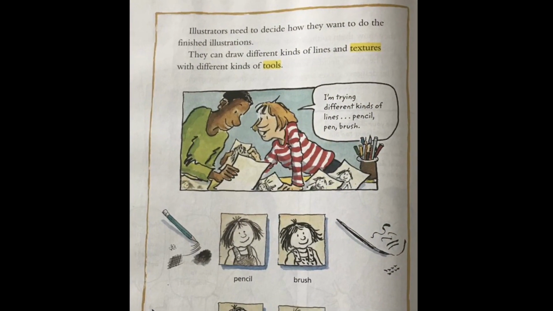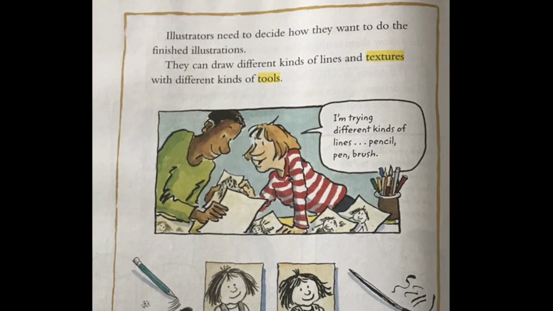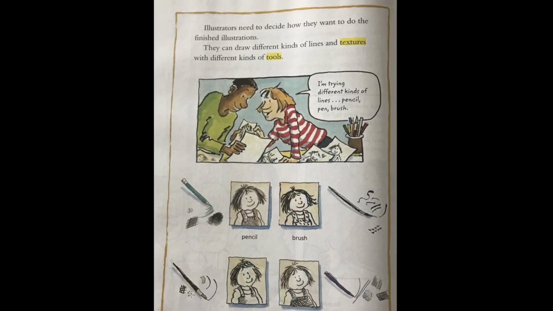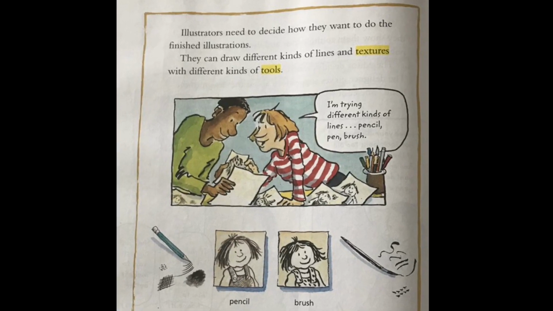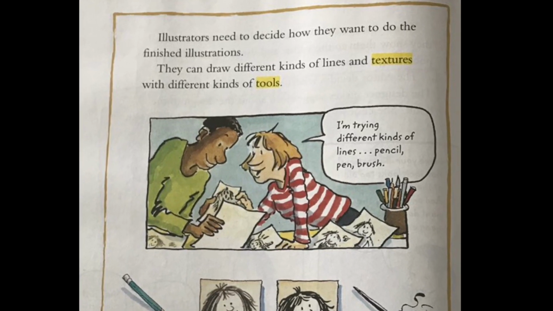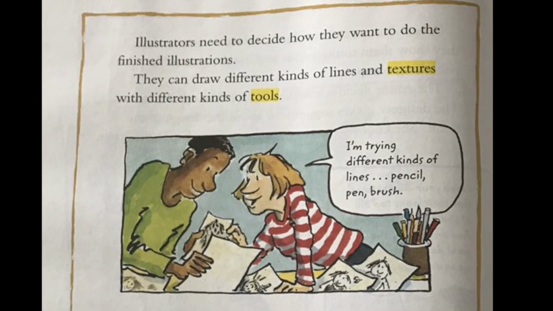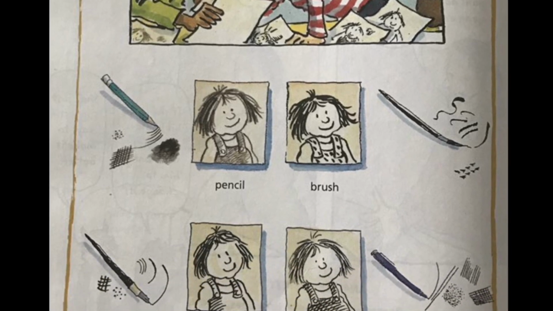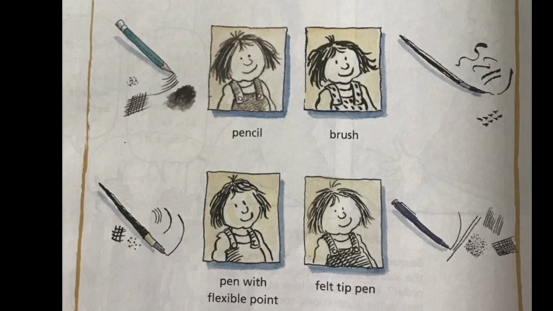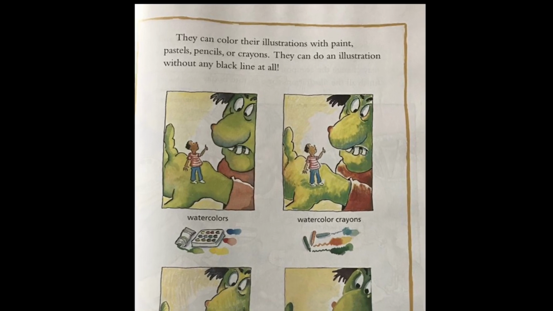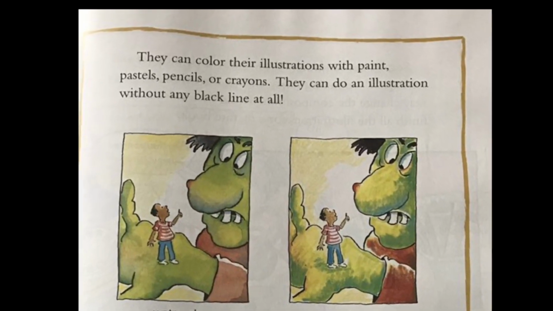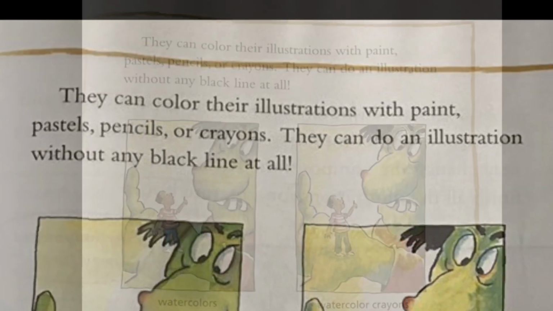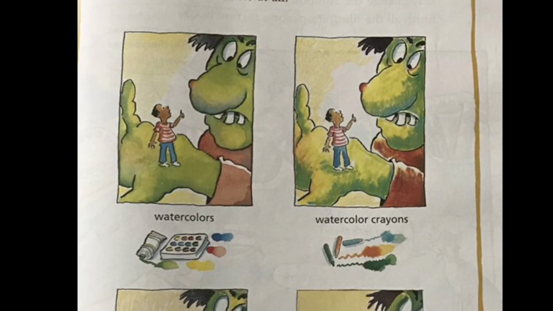Illustrators need to decide how they want to do the finished illustrations. They can draw different kinds of lines and textures with different kinds of tools. I'm trying different kinds of lines: pencil, pen, brush. Pencil, brush, pen with flexible point, felt tip pen. They can color their illustrations with paint, pastels, pencils, or crayons. They can do an illustration without any black line at all.